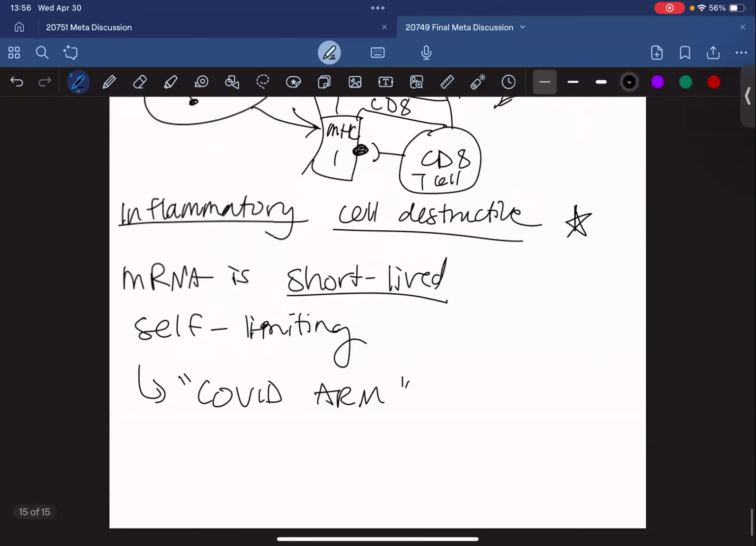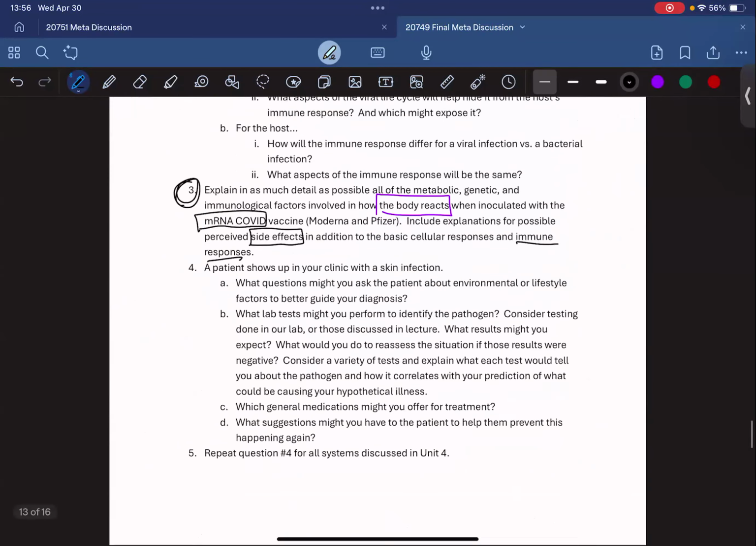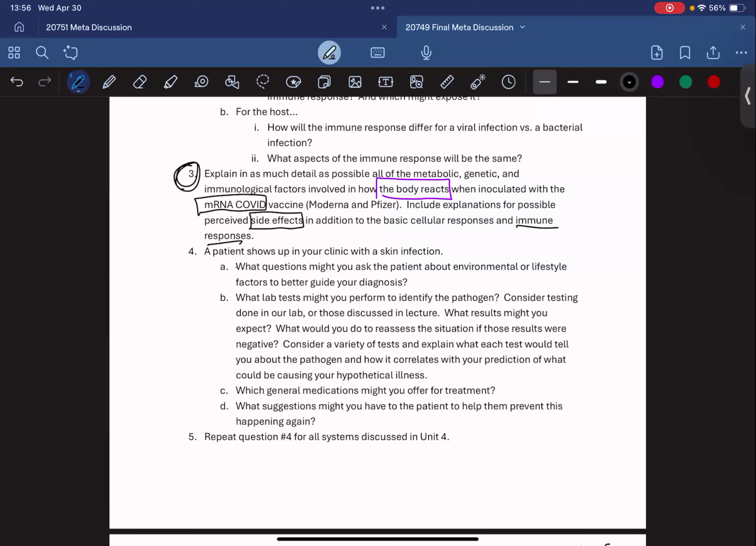All right. Come on, thing. Keep up. So let's come back up to the questions. Our patient has a skin infection. What questions might you ask the patient about environmental or lifestyle factors to better guide your diagnosis? Have you had any hospital stays recently? Have you handled any outdoor stuff? Anything like that. So let's say that our patient works on a farm and they recently cycled their livestock off of a field, and now they're tilling an old livestock field.